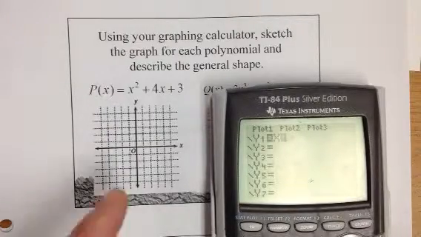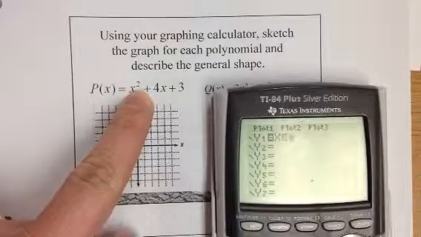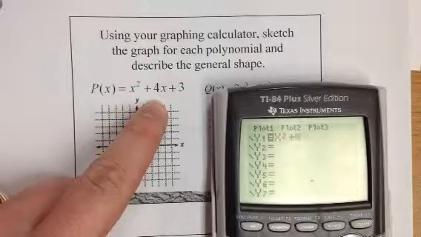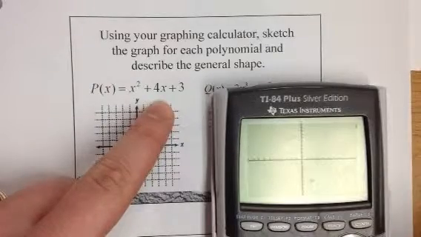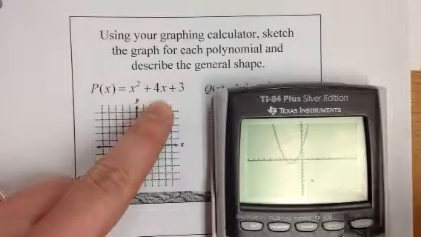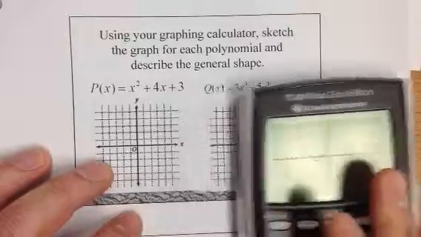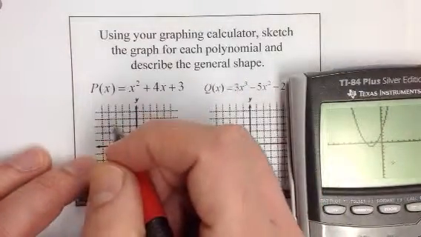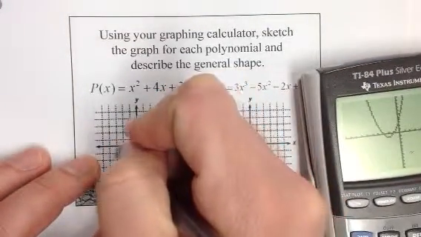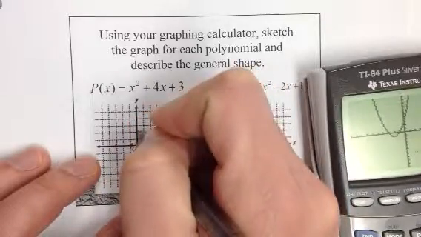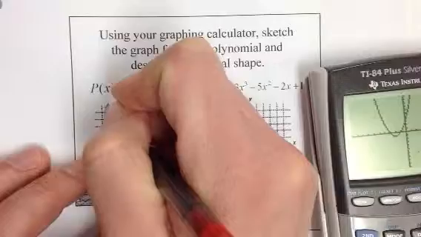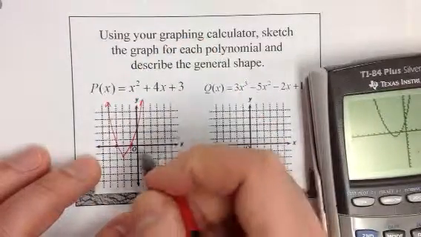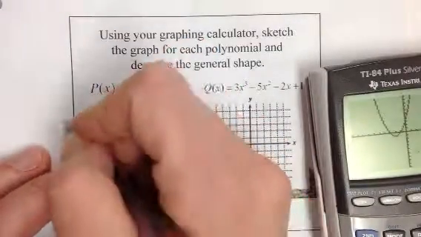So I'm going to go ahead and type this function in. So we got x squared plus 4x plus 3. I'm going to graph it. And just kind of a generic graph. I got zeros that are about 1, -1, and 3. I got a y-intercept that's about 2 or 3. And general shape, opens up. It's a U-shape.